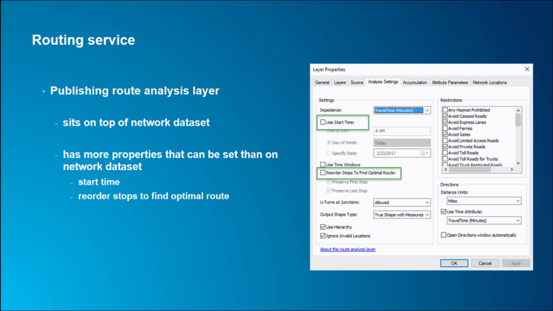So in a service, you could set a start time, or you could set that reordering stops to an optimal route is allowed by default. So if you're hitting one service, you might get certain properties, but if you're hitting another service, those properties could be slightly different. So you really have to know the service definition.